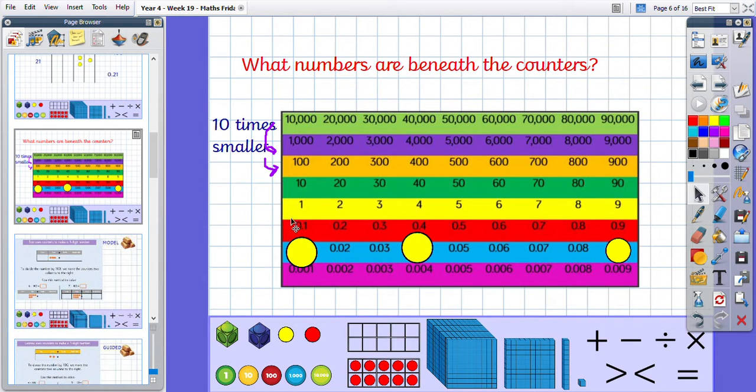So if we were doing, for example, 1 divided by 100, what would our answer be? Hopefully you knew that would be 0.01, and 4 divided by 100 would be 0.04. Okay, and finally our answer here, 9 divided by 100 would be 0.09.